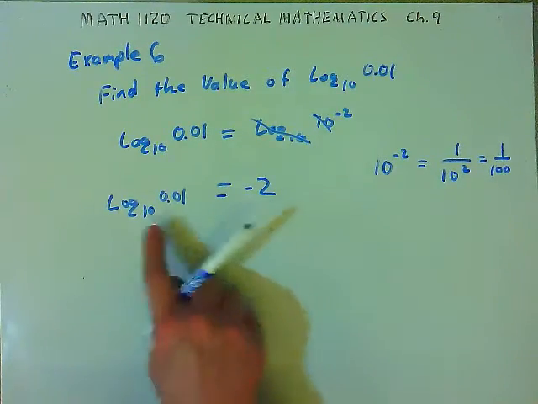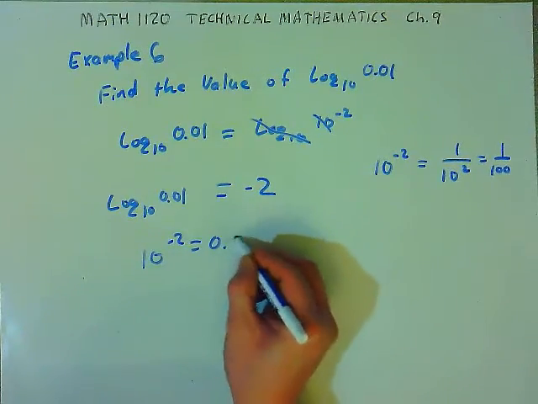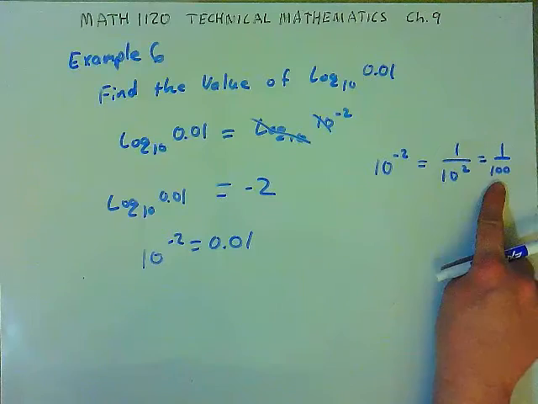And again, we can check our answer. This says that 10 to the -2 power is equal to 0.01, and we've already proven that that'll be the case.